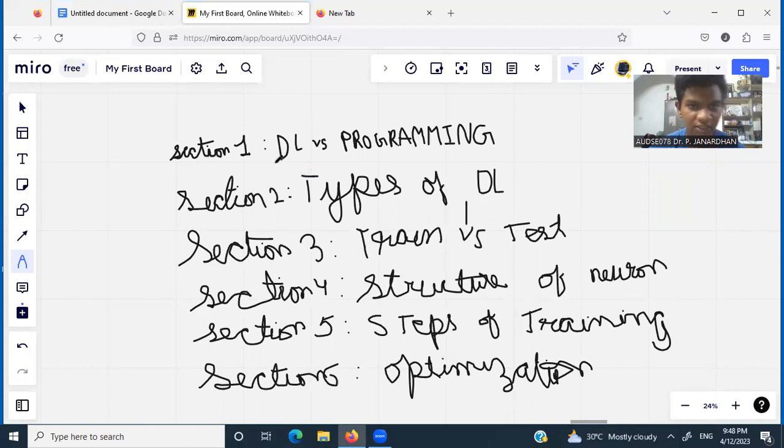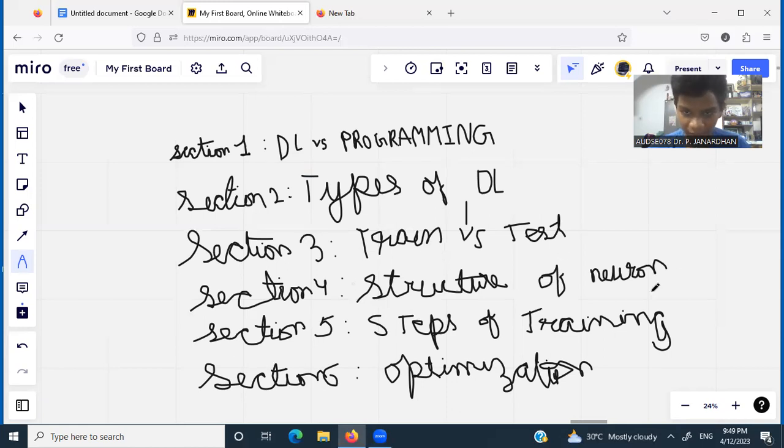So the first section is we'll be trying to understand the difference between using deep learning to solve a problem and programming to solve a problem. And then we are going to talk about the types of deep learning. There are two types of deep learning algorithms. Then we'll talk about training versus test data and the training versus test process. What is this training period? How can we train the model? What is meant by training the model? What happens in training the model? And then we'll look at what is testing the model.